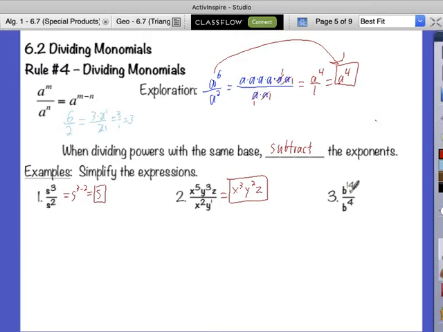Last one here, b to the 14th over b to the 4th, same base. 14 minus 4 is 10. B to the 10th is our answer.